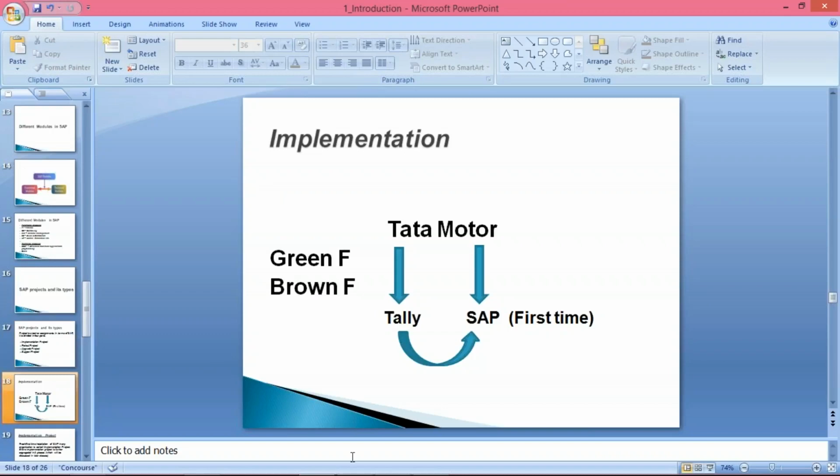So now guys, implementation project means the first-time installation of SAP in any organization is called an implementation project. If somebody says you are going to be part of an implementation project, you have to assume that in that organization certain different ERPs are there. Now you guys have to replace that ERP by SAP. It means we are going to install this SAP over there.